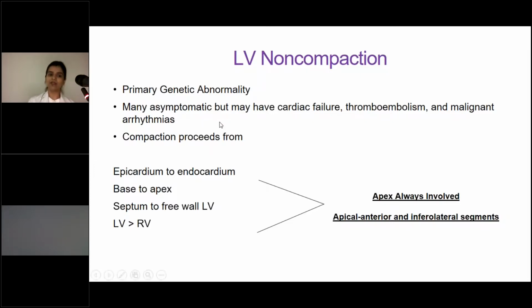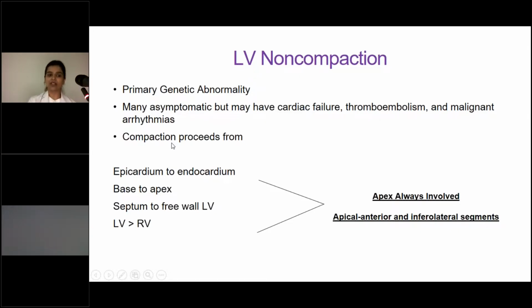Many patients remain asymptomatic. However, with increased burden of involvement of the heart, the patients are predisposed to cardiac failure and development of malignant arrhythmia. And also because of the hypertrabeculated structure of the heart, patients are predisposed to development of thromboembolic episodes as well.